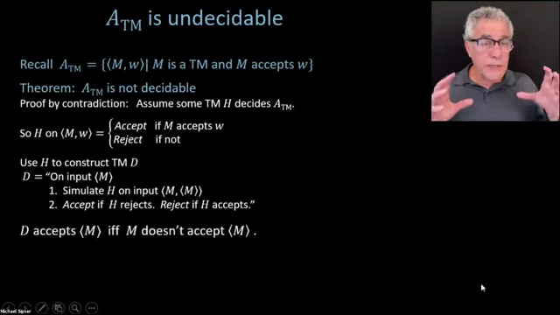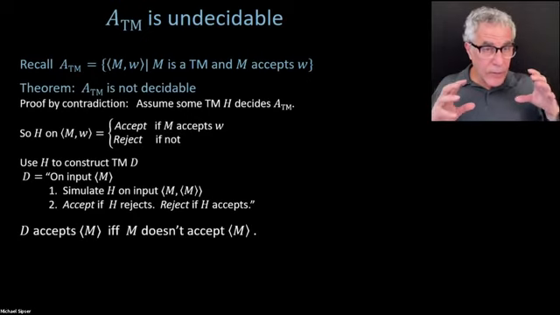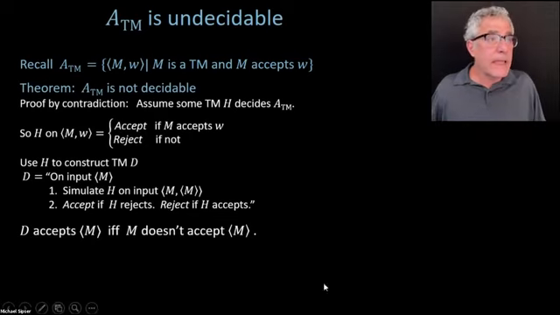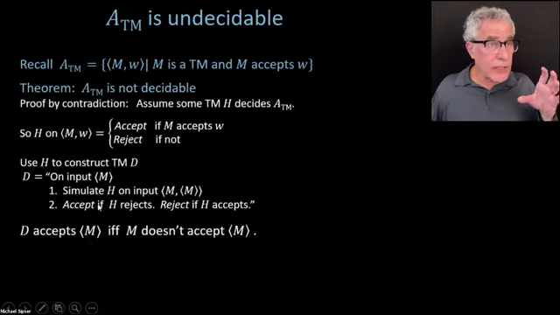So let's pull this together. It's easy to understand in the end, what is D doing? D is also going to be a decider, by the way. So D is always going to either accept or reject, just the opposite of what H tells it to do. So D is going to accept M exactly when M doesn't accept M, because when M doesn't accept M, H is going to reject, and so then D is going to accept. So D accepts M if and only if M doesn't accept M. That's exactly the condition in which D accepts M.